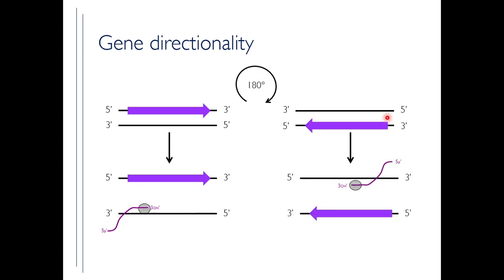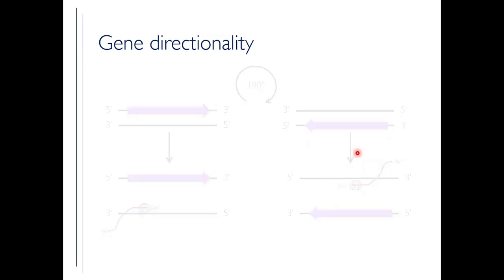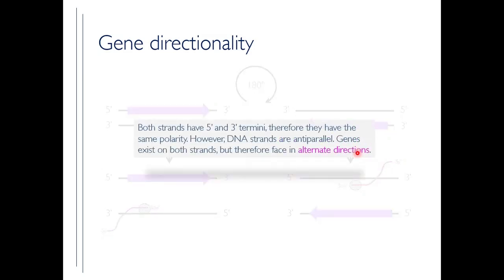And it's the same principle here. All I've done is flip the left-hand image over 180 degrees, so hopefully that illustrates the point that it's all relative to which strand is which, and I'll make that clear in a minute. As I said, both strands have 5' and 3' ends, and they therefore have essentially the same polarity. So both strands are kind of equal. But because they're anti-parallel, genes can face in alternative directions depending on which way you're looking at it.